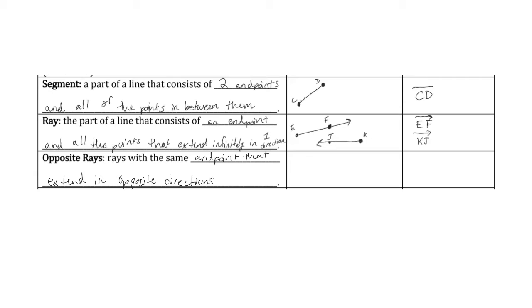Say we have a point Q, then we have a ray going left and a point P on it, and then a ray going the opposite direction, point R on it. We can say that ray QP and ray QR are opposite rays.